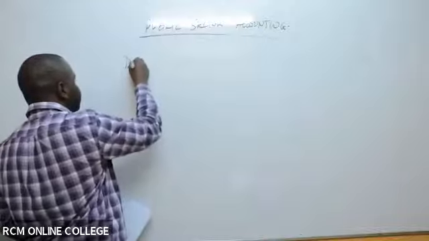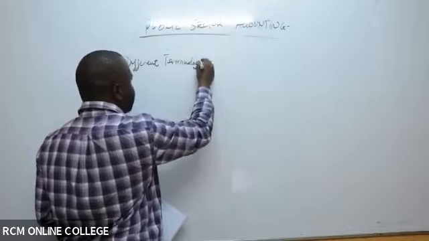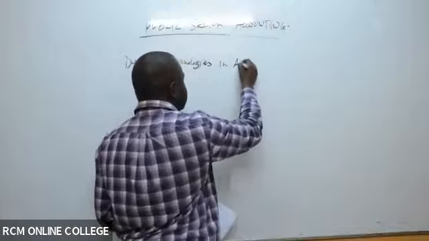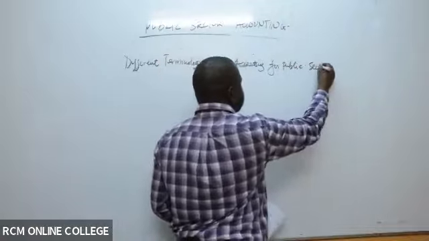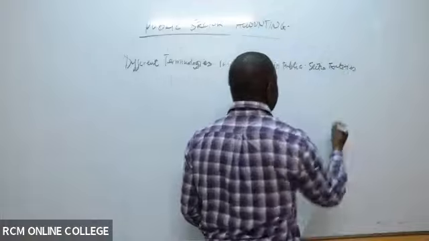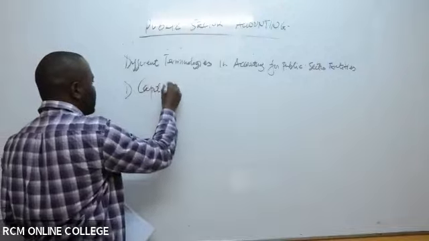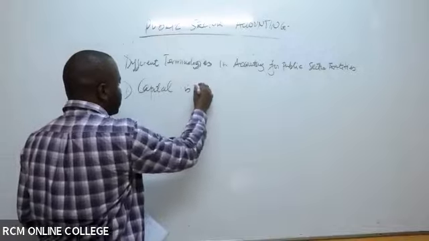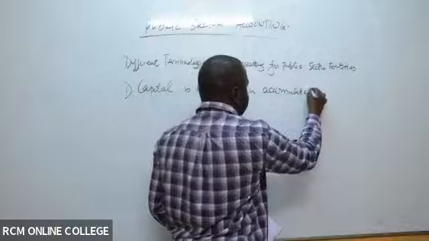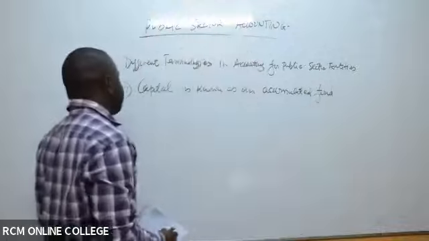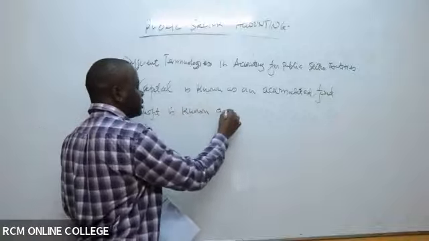So the different terminologies will be very common. Of course there are others, but these ones will likely be very common. Different terminologies in accounting for public sector entities. For example, the most common ones we are going to come across. Capital is known as an accumulated fund, so we don't refer to it as capital. In this case, profit is known as a surplus.